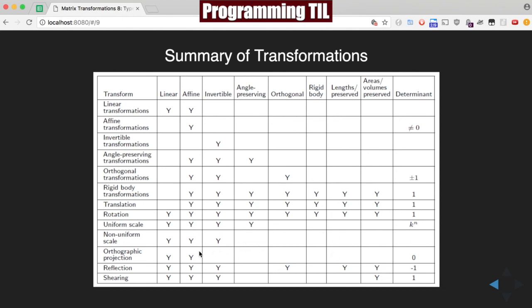Orthographic projections are linear and affine, with a determinant of 0. Reflections are linear, affine, invertible, orthogonal, length, volume, and area are preserved, and the determinant is -1. And shearing is linear, affine, invertible, and area is preserved, with a determinant of 1.